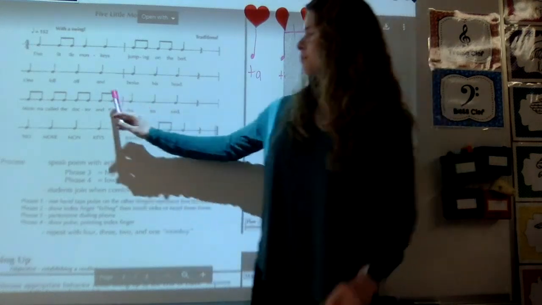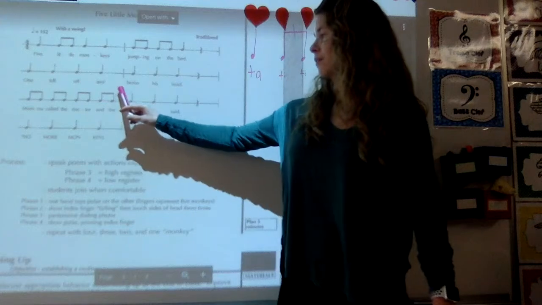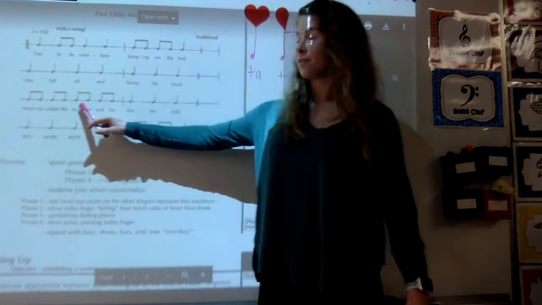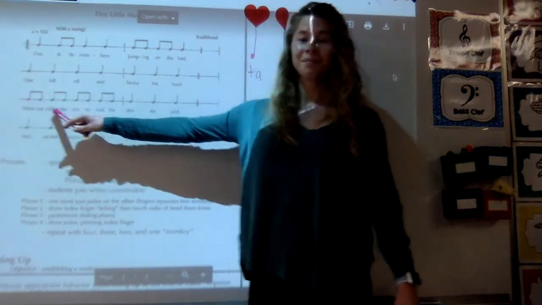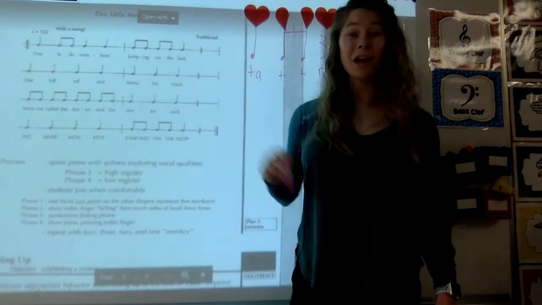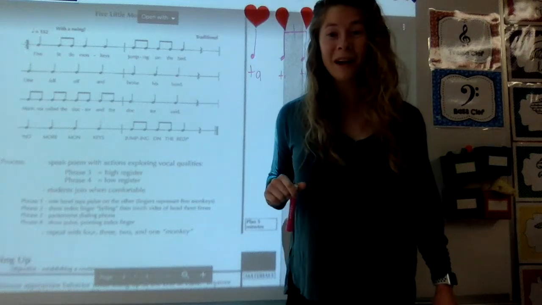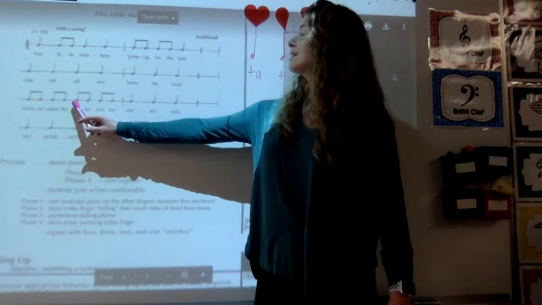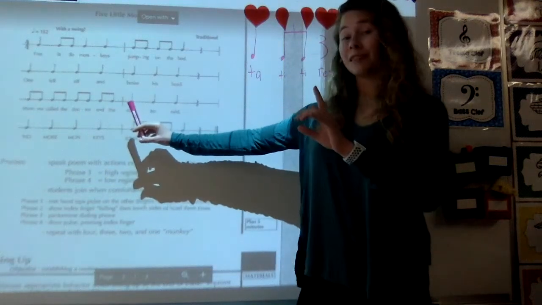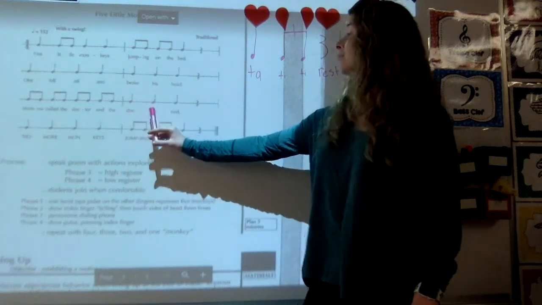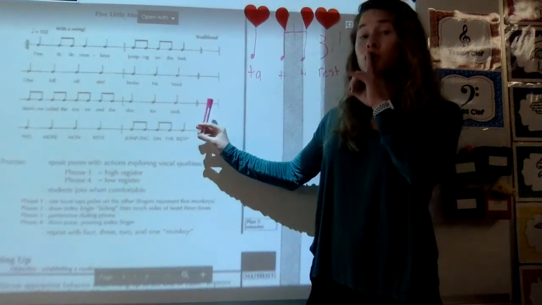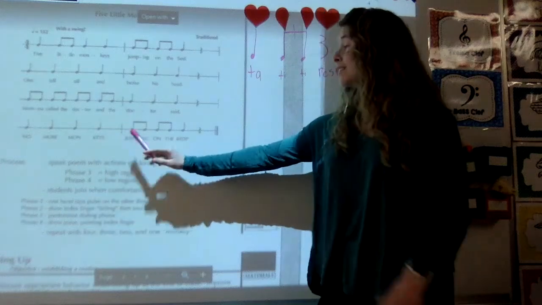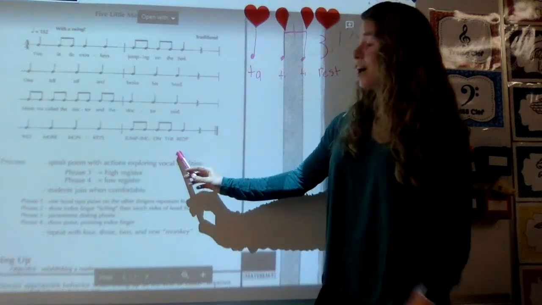Can anybody tell me what are all of these called? All of these right here. If you said that all of those are titis, you are exactly right. So this is how it's going to sound. Ti, ti, ti, ti, ti, ti, ti, ti. Next measure. Ta, ta, ta, shh. Ta, ta, ta, ta, ti, ti, ti, ti, ta, shh.